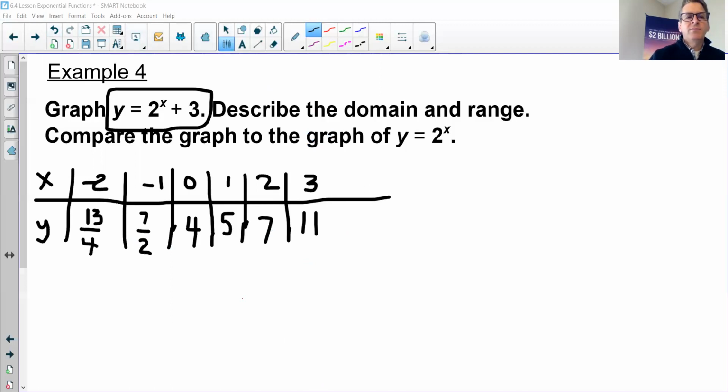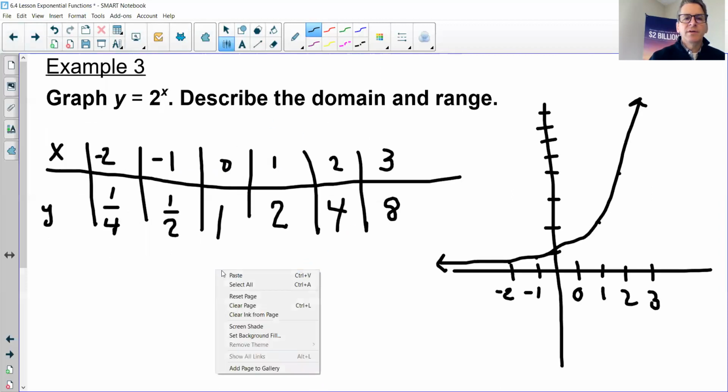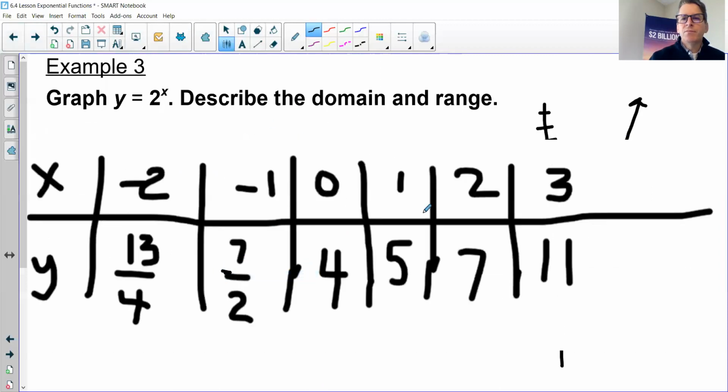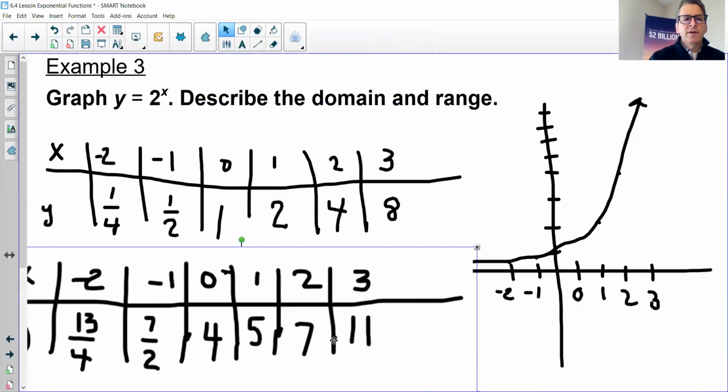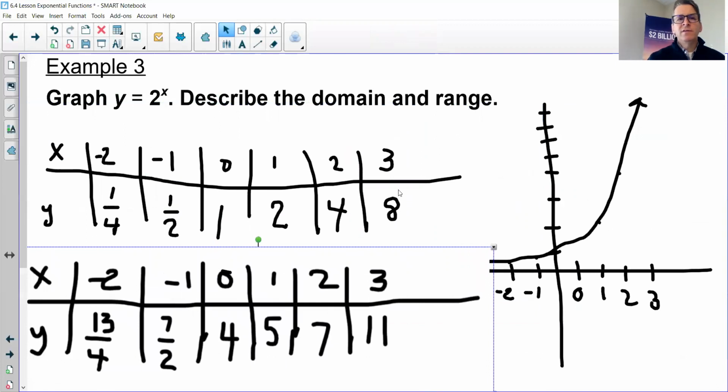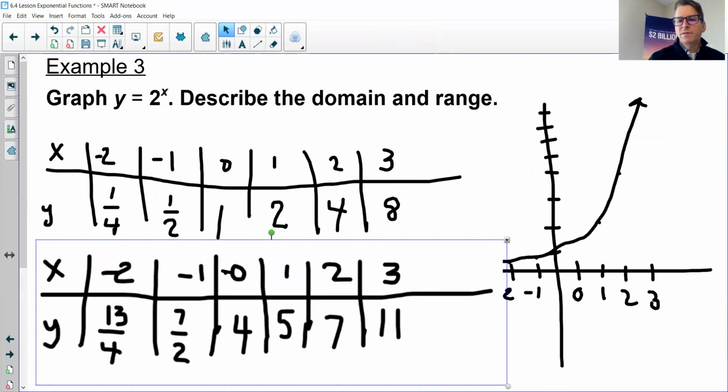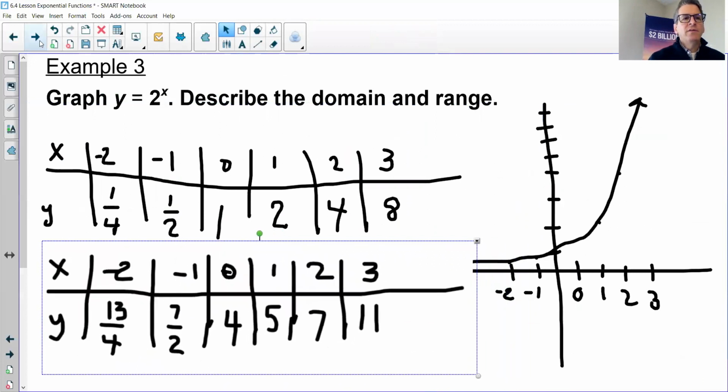Okay, this is the table. I'm just going to pull it off there and bring it over here. So I just put it right underneath the other one. Okay, so you can kind of see this is y is equal to 2 to the x. And the table that I have right below it here is y is equal to 2 to the x plus 3. So you can see the y values are going to be 3 units higher.